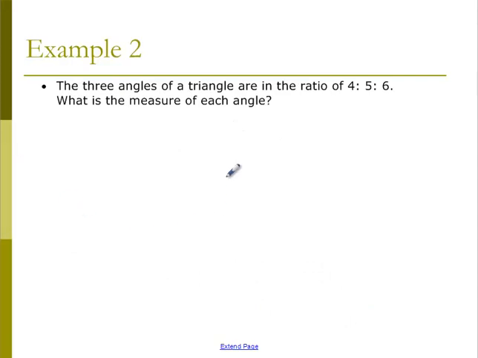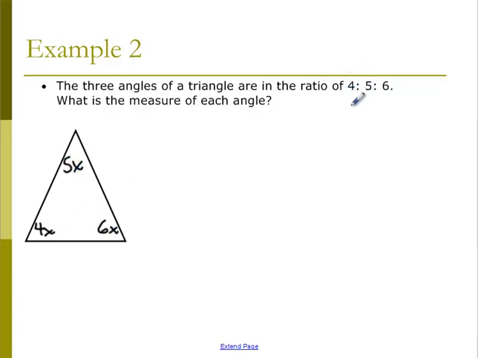So let's take a look at this. Three angles of a triangle are in the ratio of 4, 5, and 6. What's the measure of the angles? So when we're doing this, I'm just going to get a triangle here so we can label it. Anytime you see a ratio, and this means anytime, regardless of what the problem is, there's always going to be an x attached to each one. So let's call this angle 4x, this angle 5x, this angle 6x.